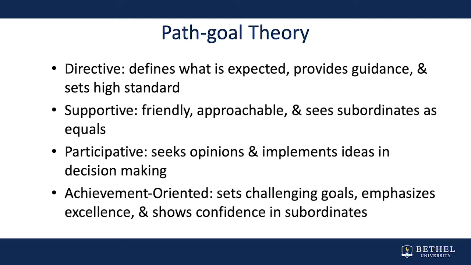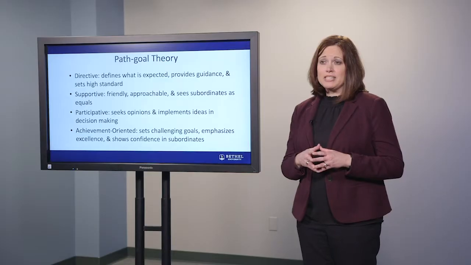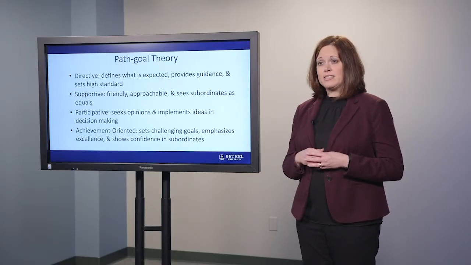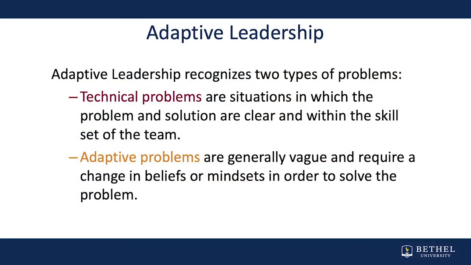Path-goal theory is one contingency theory. This theory includes four types of leadership behavior: directive, supportive, participative, and achievement-oriented. The path-goal theory suggests that a leader has developed all four styles and can adapt his or her style to the given situation. Adaptive leadership research has been led by Ron Heifetz and Marty Linsky.